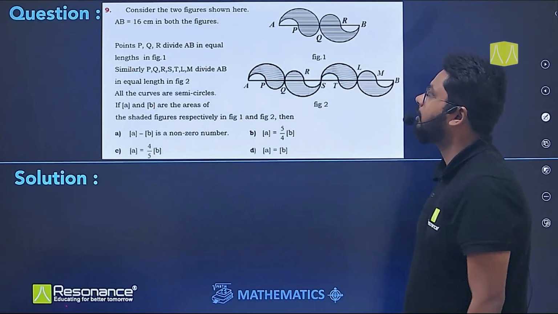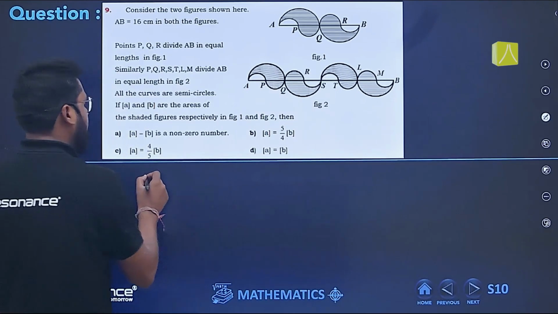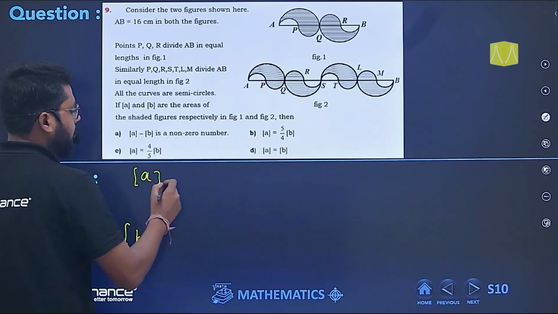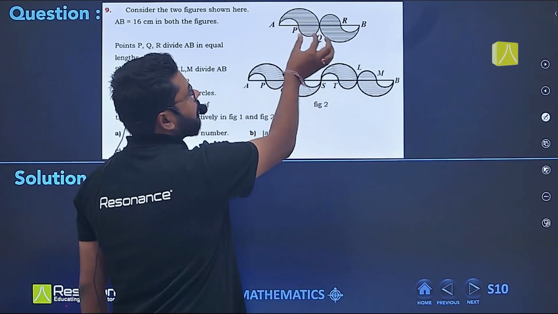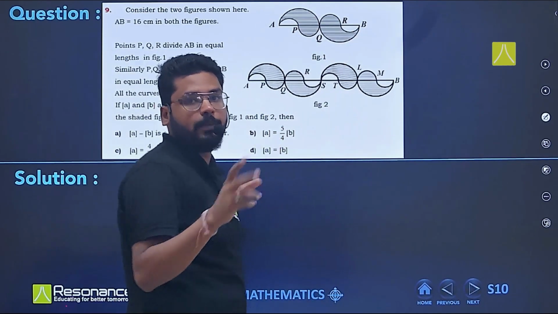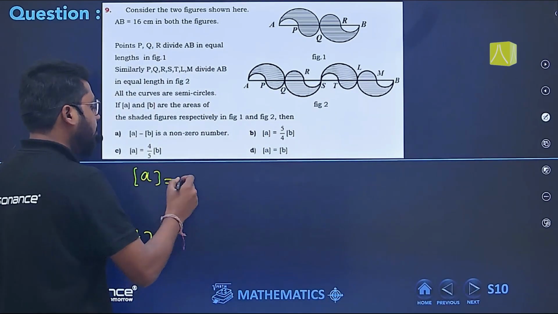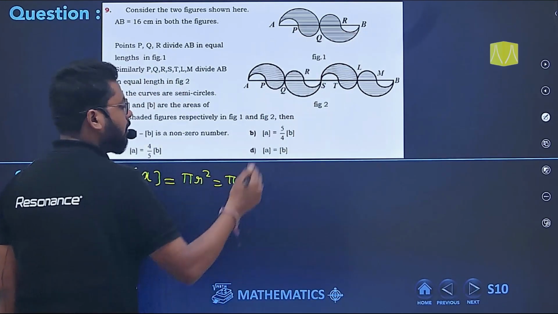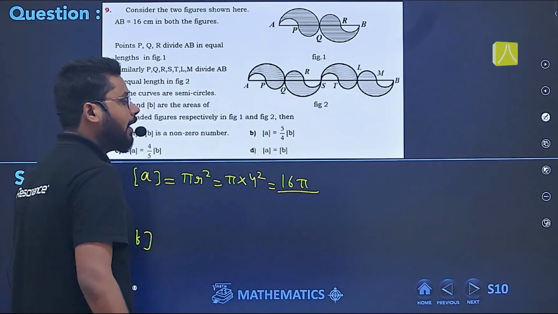Now question number 9. Consider the two figures shown here. AB is 16 in both figures. For figure 1 the area is A, and for figure 2 it's B. We have to find the connection between A and B. In the first diagram, if you put this shaded gap here, it will be a semicircle. Same if you put this shaded area here. Two semicircles make one complete circle. So area A is pi r square. The radius will be 4 because these are 4 divisions and AB is 16, so 16 by 4 is 4. So it is 4 square times pi, that is 16 pi. So the area of A is 16 pi.